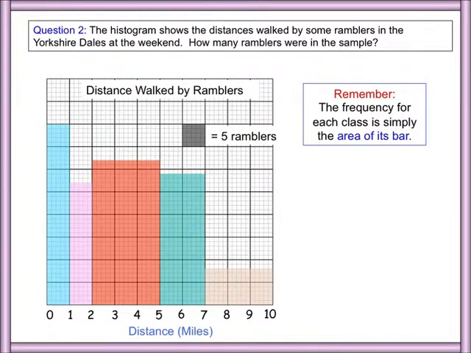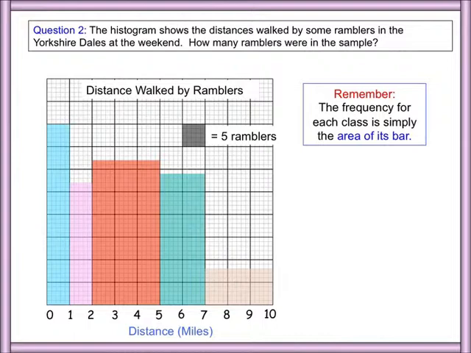So let's have a look at a slightly different type of question here. We're still being asked to do the same thing, which is find how many ramblers were in the sample. So first of all, we need to find how many each bar represents. Now, the difference here is that we're not given the frequency density, because this time we're just given that a square of this size represents 5 ramblers.